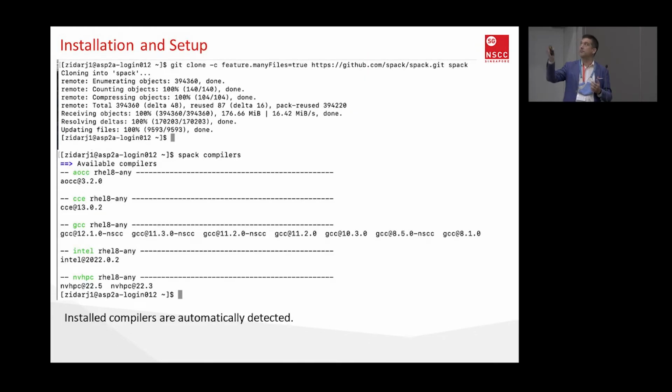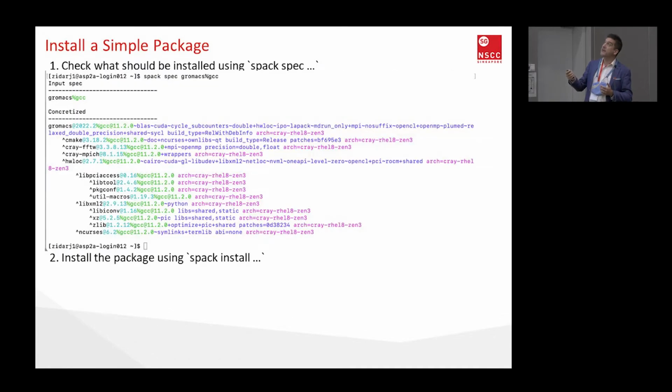You just do a simple git clone, and it readily detects all the installed compilers, both the ones that were installed by the vendor, and all those that have the -NSCC suffix were installed by our systems team. So everything looks really good. And you can try to install a simple application. You do a spec just to see what would be actually installed, and then you just issue a spack install, and hey, it compiles.